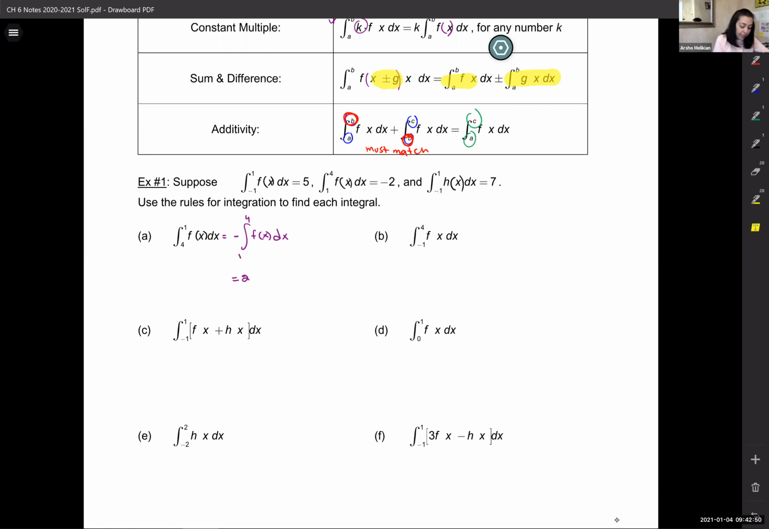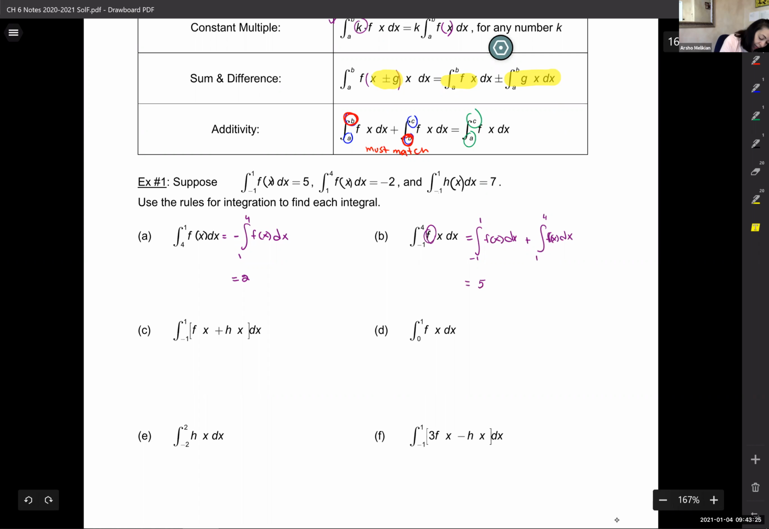Okay, next, I have the integral from -1 to 4 of f of x dx. So what do I have given to me? I have the integral from -1 to 1, and then I have a separate one from 1 to 4, so this is the combined sum. So I say this is the integral from -1 to 1 of f of x dx, plus the integral from 1 to 4 of f of x dx.